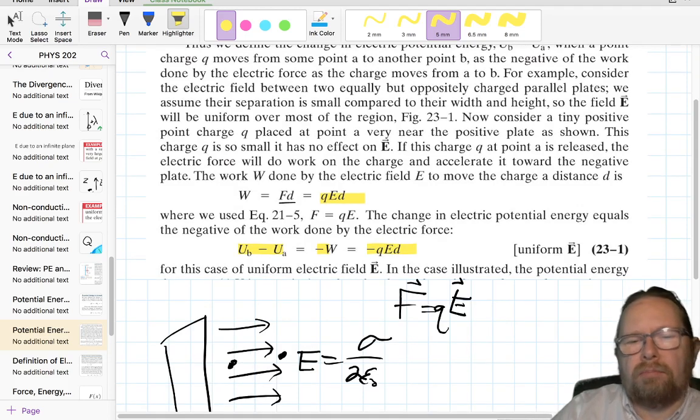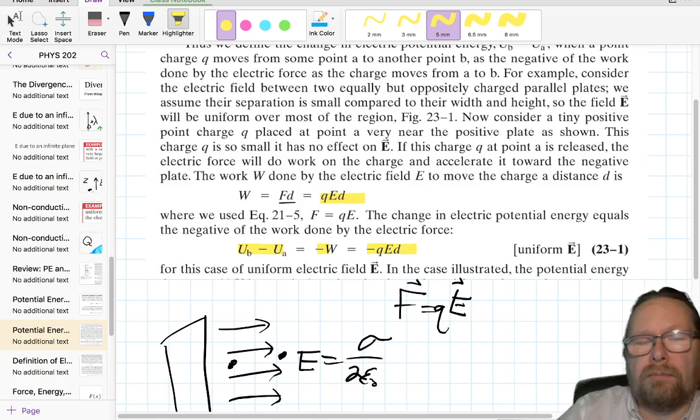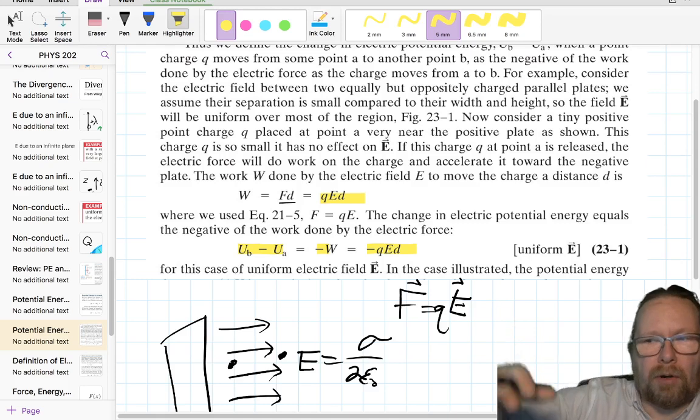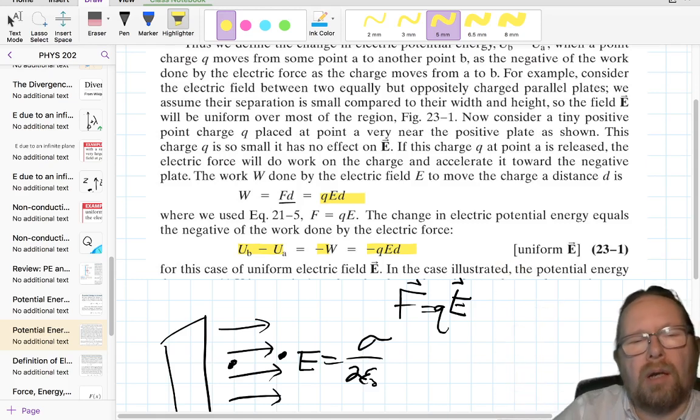Analogous to mgh, right? If q is playing the role of the mass, the electric field is playing the role of the gravitational field, or what we call g in mechanics, and d is playing the role of how far you move that object through the electric field. So this is exactly analogous to mgh for a gravitational field.